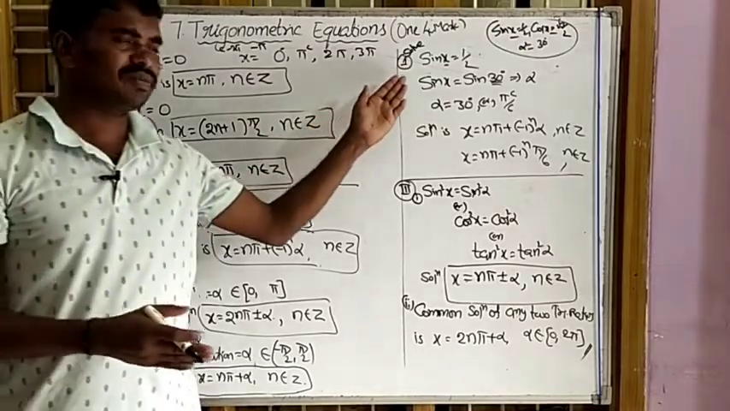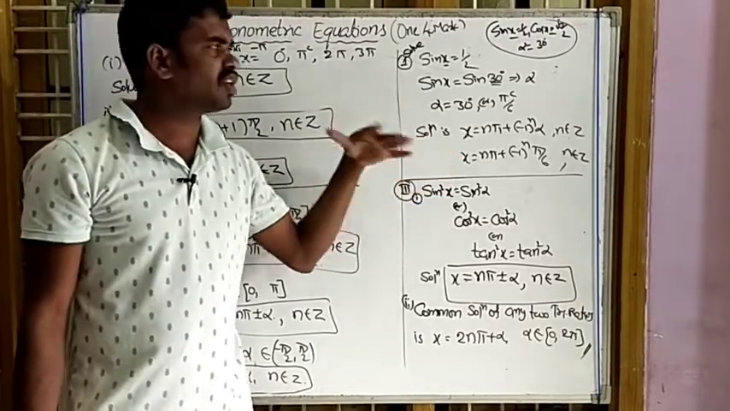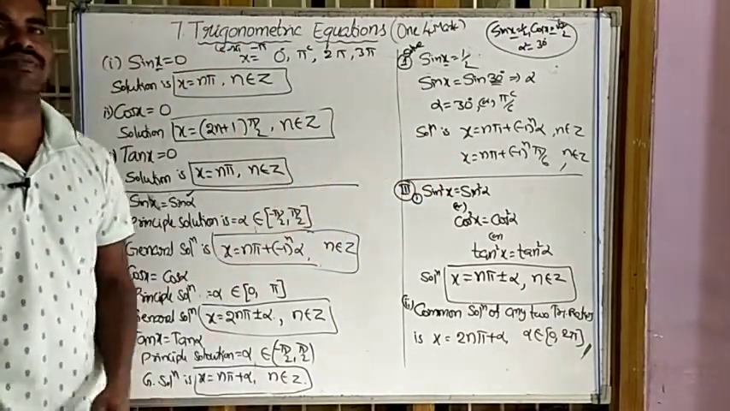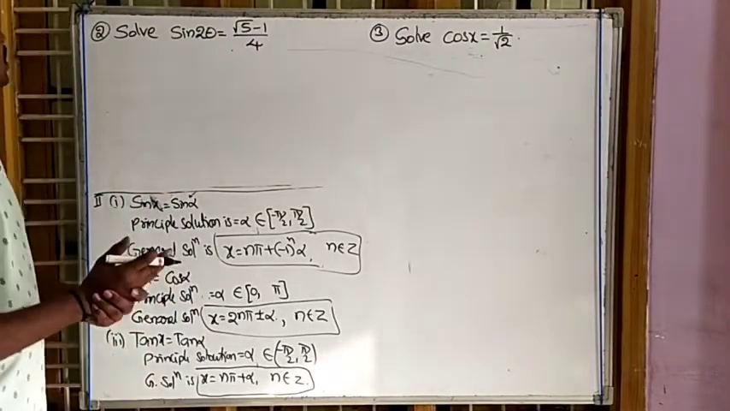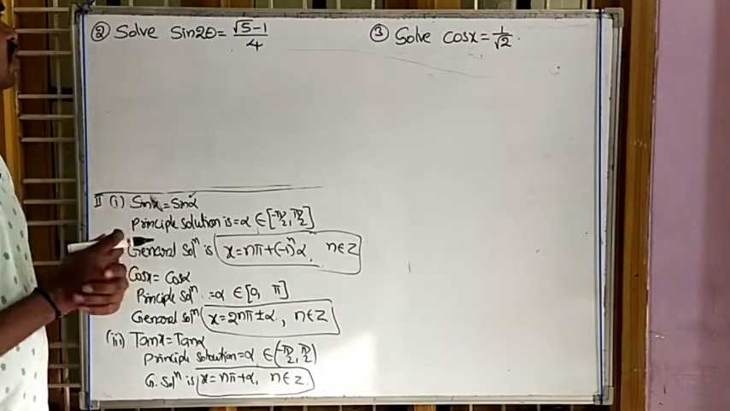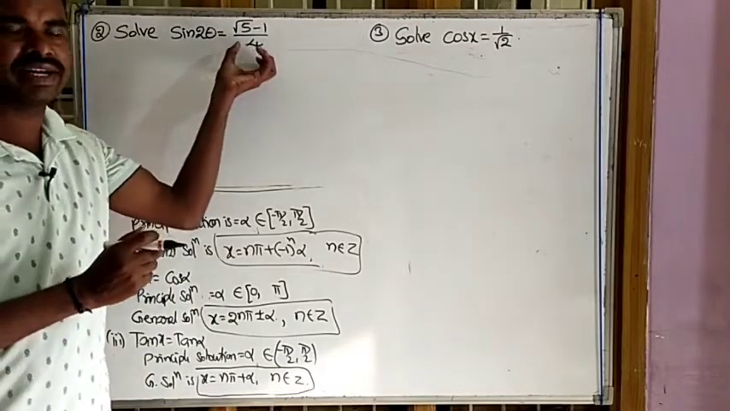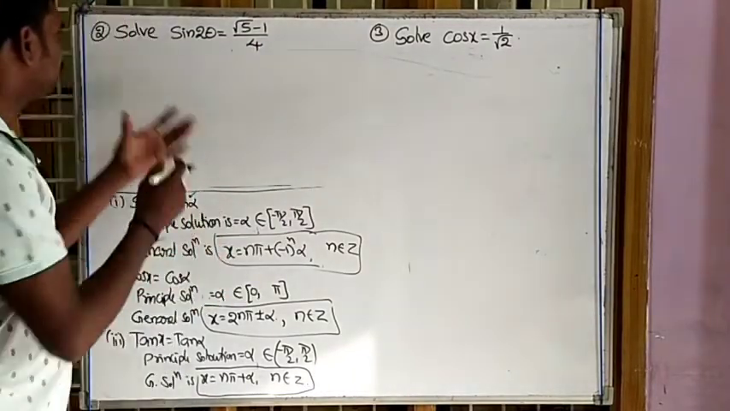This is the first question. After these formulas you can write this first question. Next I will tell you the second question onwards. Okay, next second question. Solve sin 2 theta equal root 5 minus 1 by 4. Actually this is the value of sin 18, I am just reminding you. And third question, cos x is equal to 1 by 2.